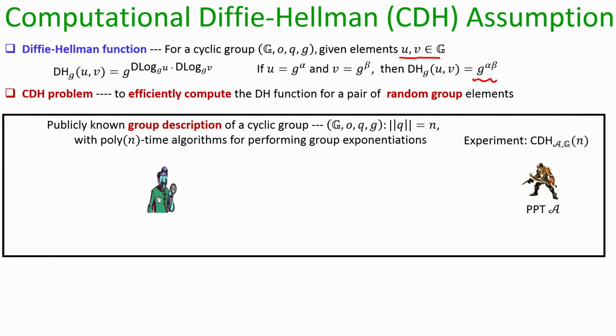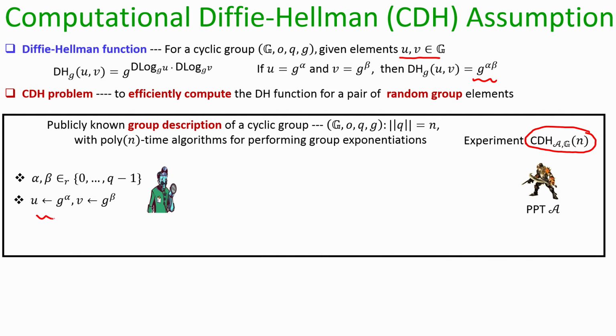So, we formally model this requirement by an experiment which we call the CDH experiment, played between a computationally bounded adversary and an experiment or a verifier. What is publicly known is the description of the group operation, the generator and the size of the group, and we assume that the number of bits needed to represent the value q is n, where n is the security parameter. The rules of the experiment are as follows. The challenger prepares a challenge for the adversary by picking random indices alpha, beta in the range 0 to q minus 1 and computes the elements g to the power alpha and g to the power beta.